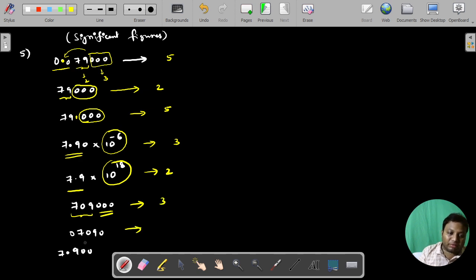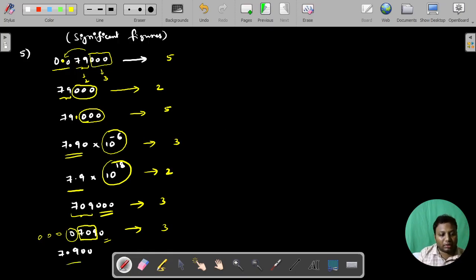And here, see, the first zero should not be counted. You may have many zeros in front, and those should not be counted as significant. So only these 3 are significant: 709. The last zero we don't count as significant. Only 3 significant figures are there. Okay.